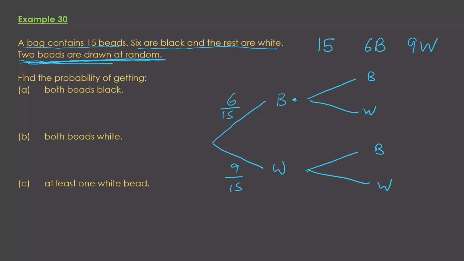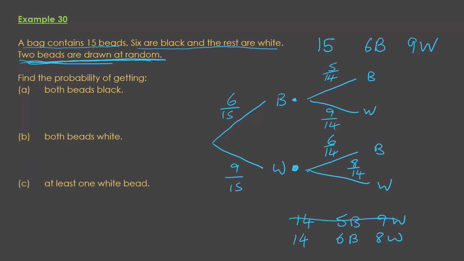Now if we get to here, that means we took a black out. So what does the bag look like now? There would be 14 beads in it, 5 black and 9 white. And that means we'd have 5 over 14 here, 9 over 14 here. If on the other hand we got to here on the diagram, there'd be 14, 6 would be black and 8 would be white. So this will be 6 out of 14 and 8 out of 14.